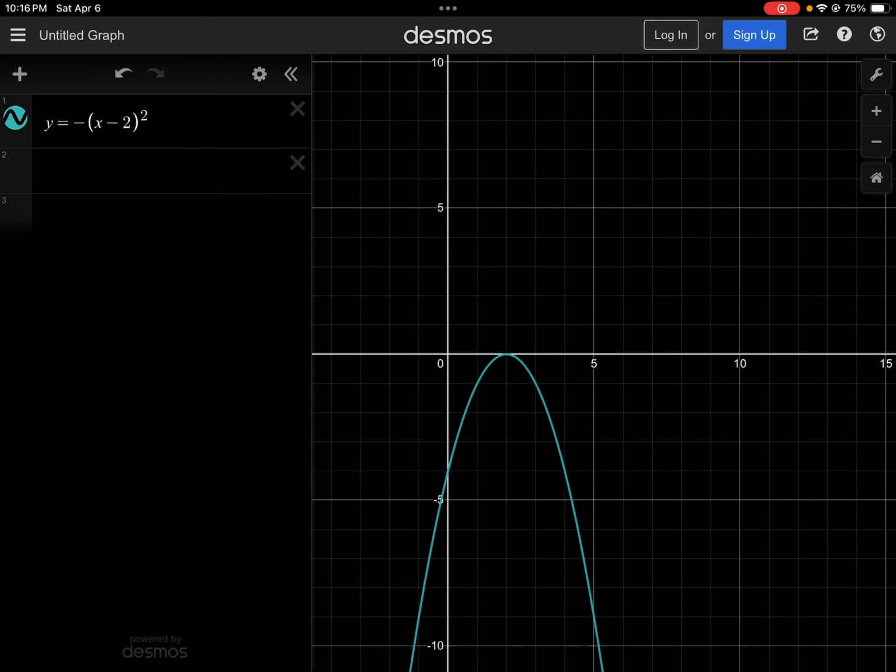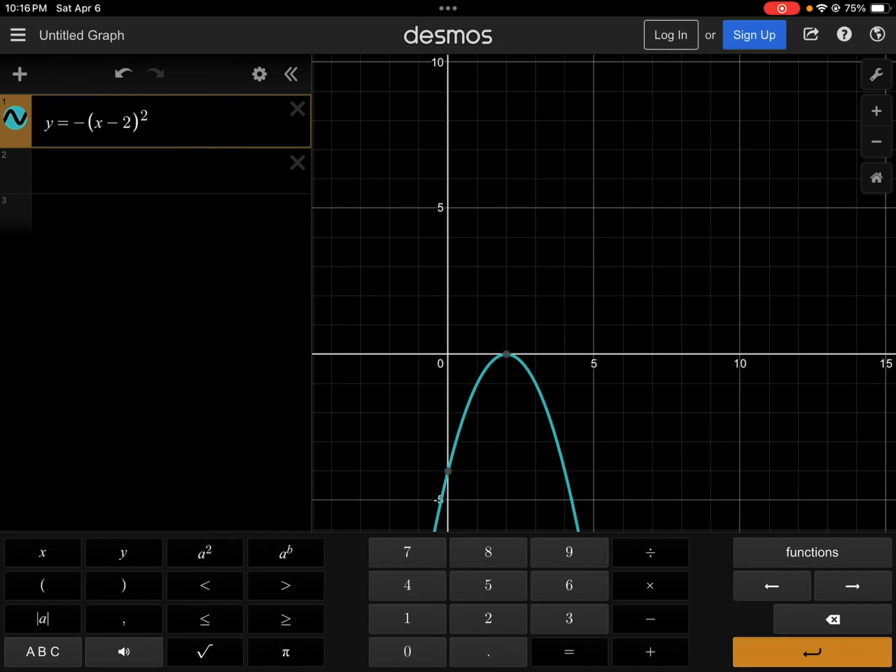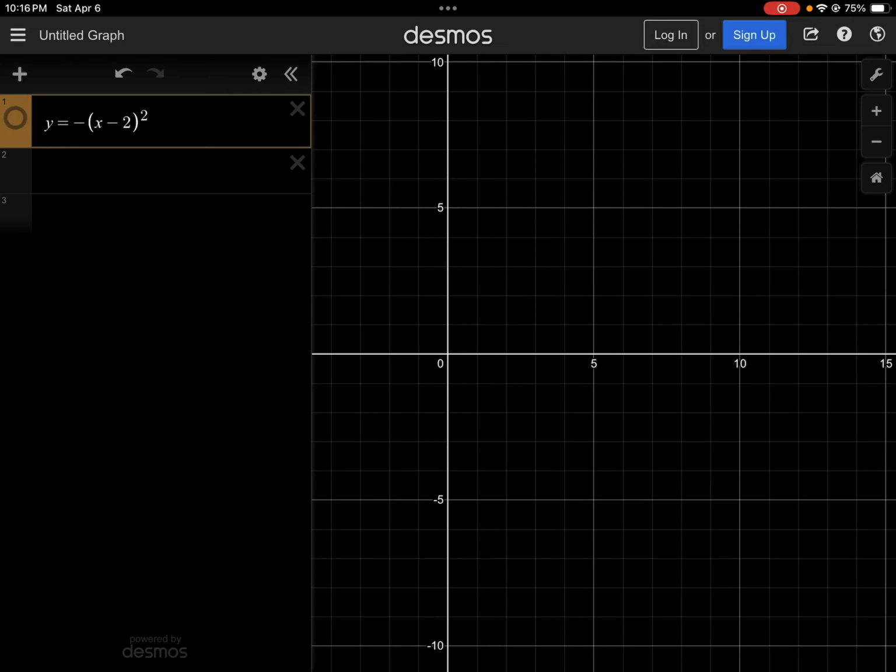So yeah, it's flipped. This negative is outside of the parenthesis, so it's still going to be a vertical flip. It's not inside the parenthesis associated with x. The -2 though is going to shift it to the right, and that's not it. I want it shifted up.